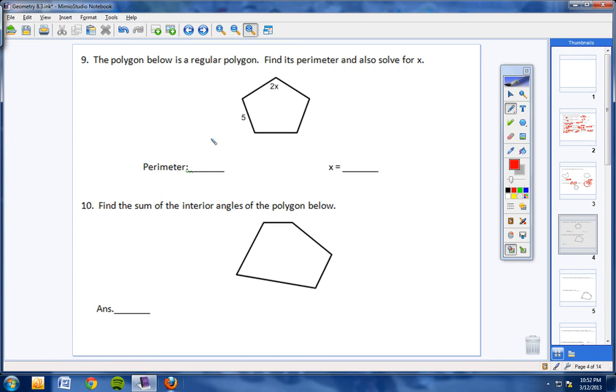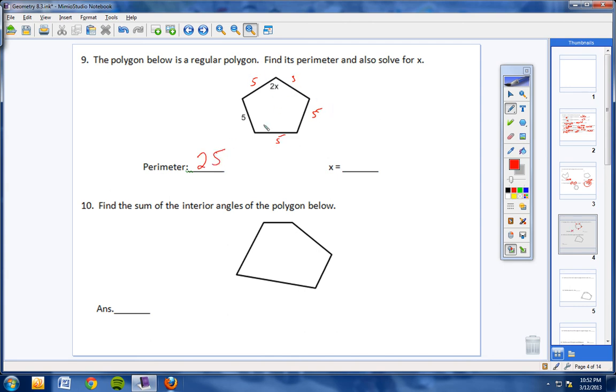All right, number 9, the polygon below is a regular polygon. Find its perimeter and also solve for x. Well, if it's regular, that means all the sides are congruent. So if one side is 5, all the sides are 5, so that's pretty easy. The perimeter is 25: 5 plus 5 plus 5 plus 5 plus 5.